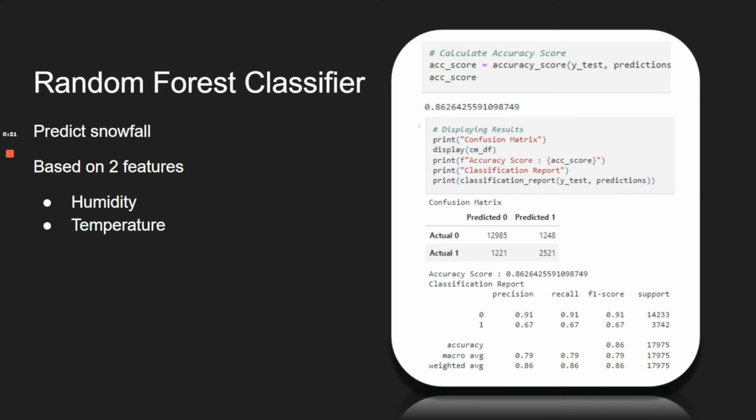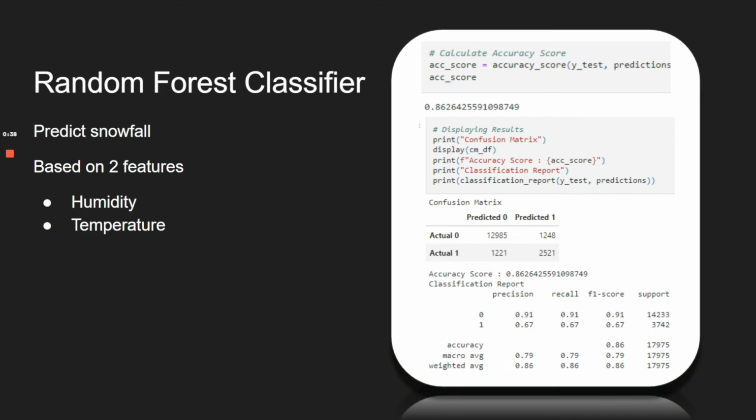With our random forest test, we were able to hash out over 17,000 predictions. Out of those, it was able to correctly predict over 15,000 times. This gave us an accuracy score of over 86%, which is a great score to have when trying to predict whether it'll snow or not.